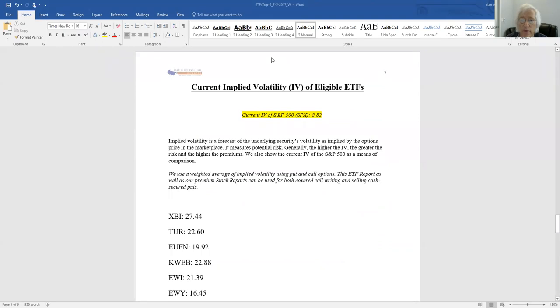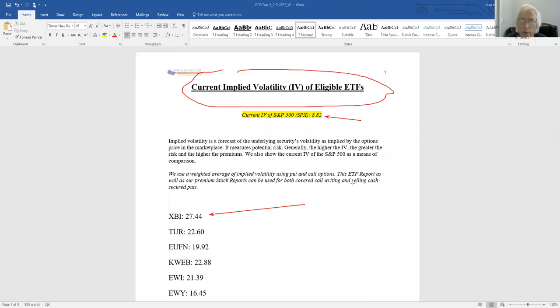Okay, so the implied volatility of the ETFs represents the market assessment of the price movement of the security over the next year based on one standard deviation. So the higher the implied volatility, that means the riskier the investment and the higher the premium. So at the time, we always give the S&P 500 IV on top, which was 8.82. So you can have a means of comparison. So for example, XBI had triple the implied volatility as that of the S&P 500.